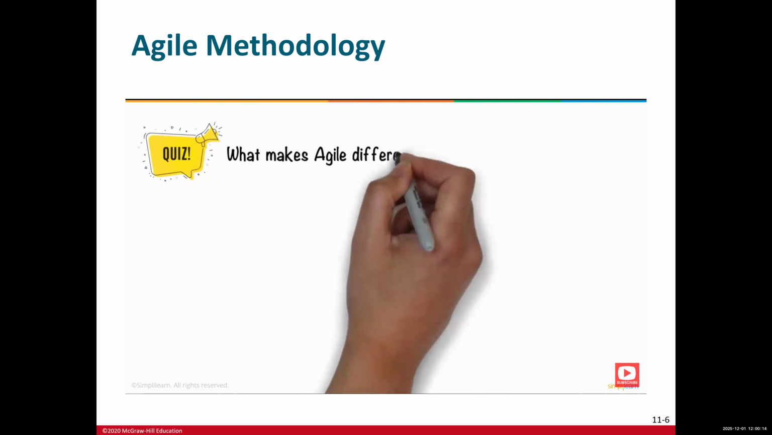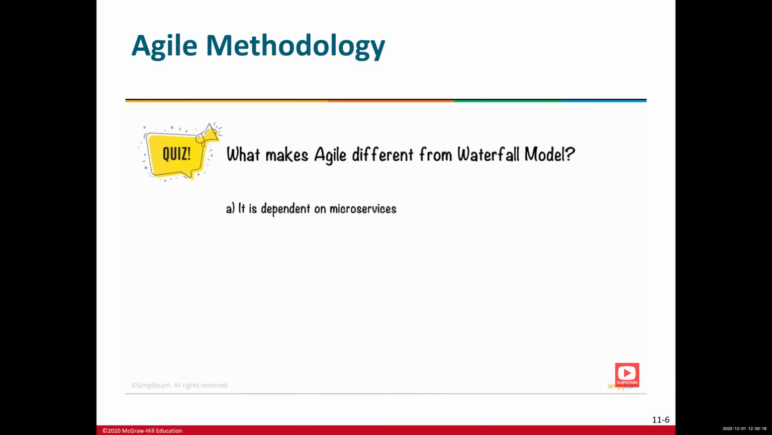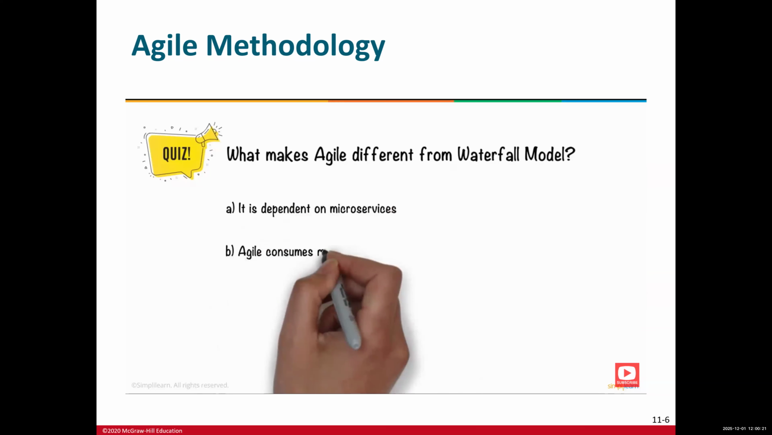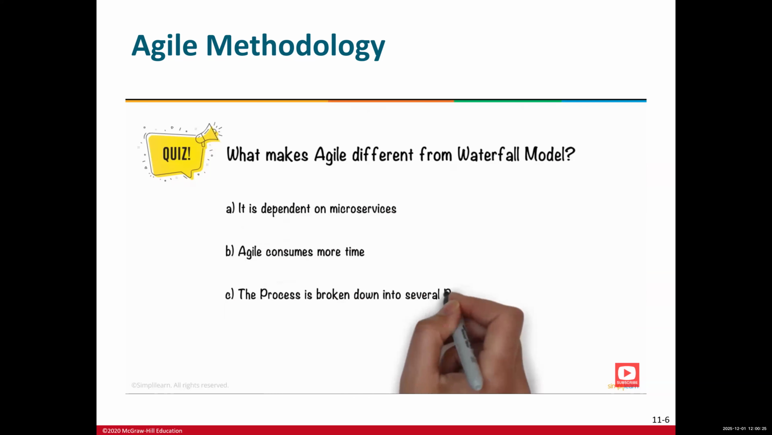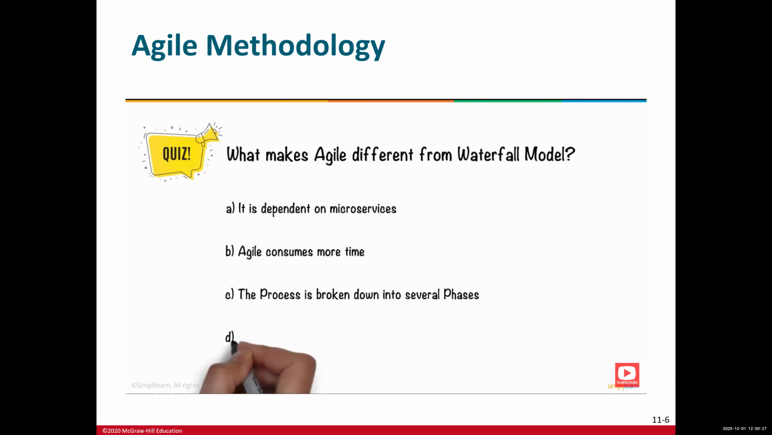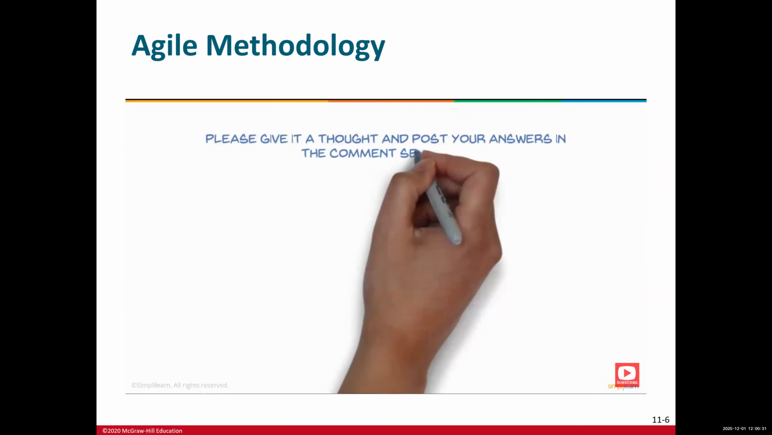What makes Agile different from the waterfall model? A. It is dependent on microservices. B. Agile consumes more time. C. The process is broken down into several phases. D. None of the above. Please give it a thought and post your answers in the comments.